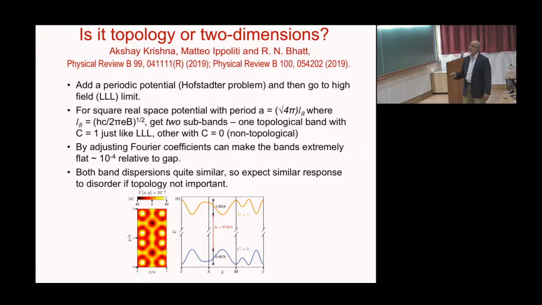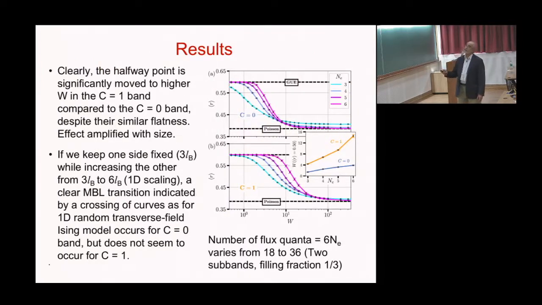The way we are able to do that is just via Fourier coefficients of the potential, and this is an equipotential plot of what we have. If topology was not important, we would expect that these 2 subbands would have very similar response. So we did the same thing with these 2 subbands as a function of disorder, again on a log plot. And what you find is, again, both bands start with GUE at small disorder. They go to Poisson at large disorder.